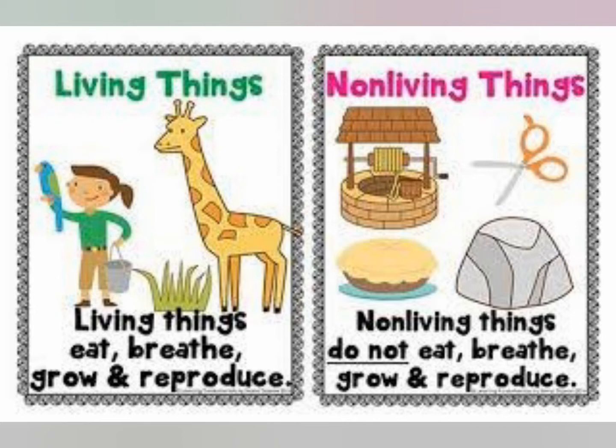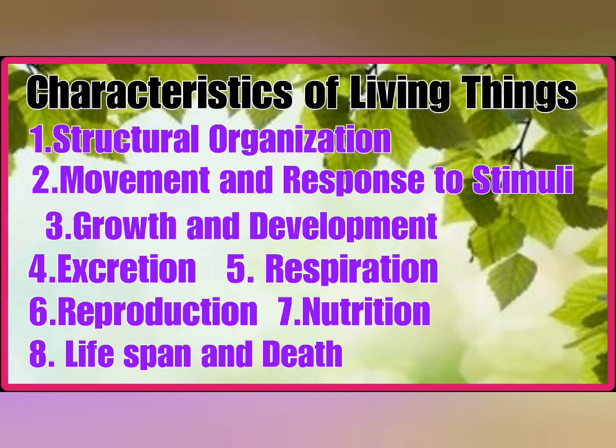There are certain characteristics that make living things very different from non living things. In this chapter, we are going to learn the characteristic features of living and non living things in our environment and how they interact with each other. Living things have some special characteristics like structural organization, movement and response to stimuli, growth and development, excretion, respiration, reproduction, nutrition, lifespan, and death. Let us learn one by one separately.